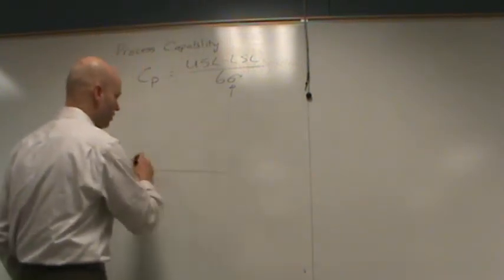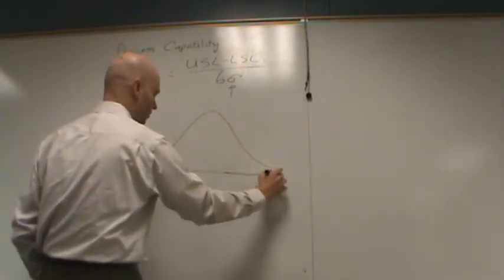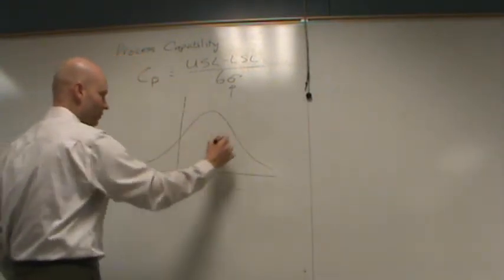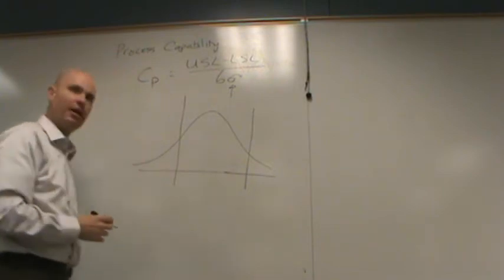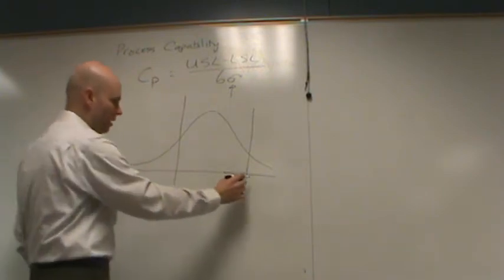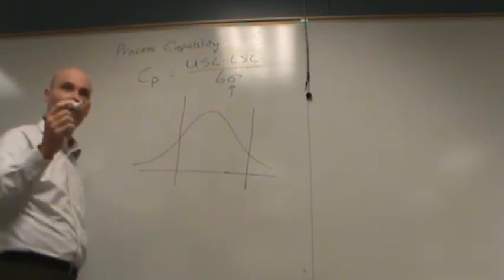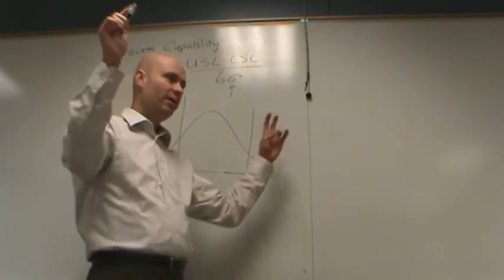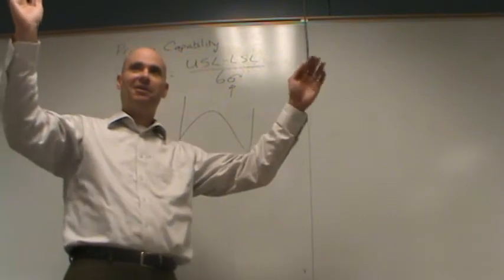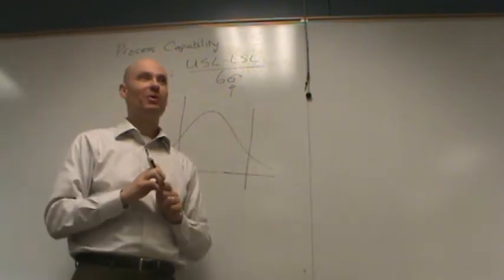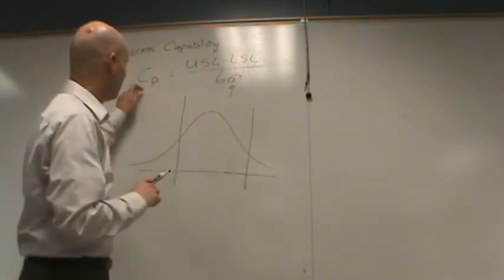So typically the way specifications work is you have your normal curve and then your specification lines, upper and lower. And so I want you guys to create your own upper and lower specifications and then calculate this number for CP.